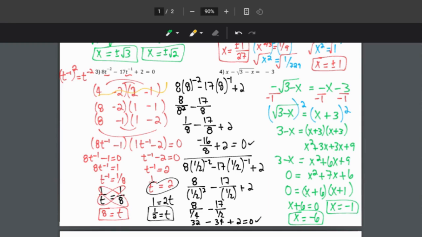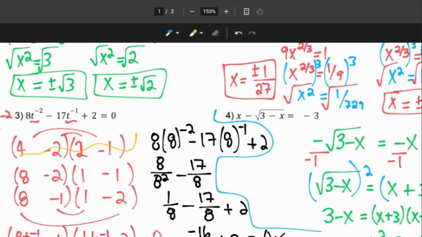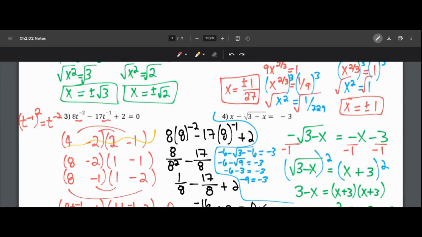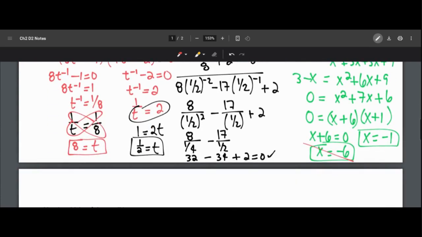All right, now because we did one of those potential illegal moves, we have to double check our answers. Negative 6 minus the square root of 3 minus negative 6, see if that equals negative 3. So negative 6 minus, this will be the square root of 9, and I have negative 6 minus 3. That does not equal negative 3 because that's equal to negative 9. So that tells me that that solution is extraneous. So you have to cross off the answer of negative 6.